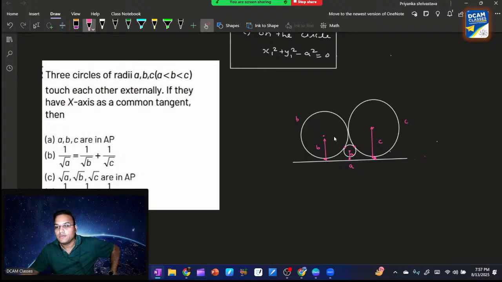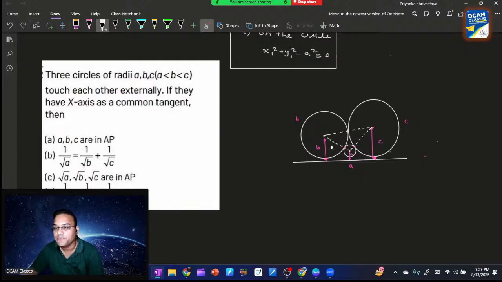Then you have to find out the condition between a, b, and c. It's a very good question. But this question does not involve any of the extra concepts that I have just given you. Just basic common sense and your use of the Pythagoras theorem, and you will be able to solve this question. Just connect them like this and try to get to some result.